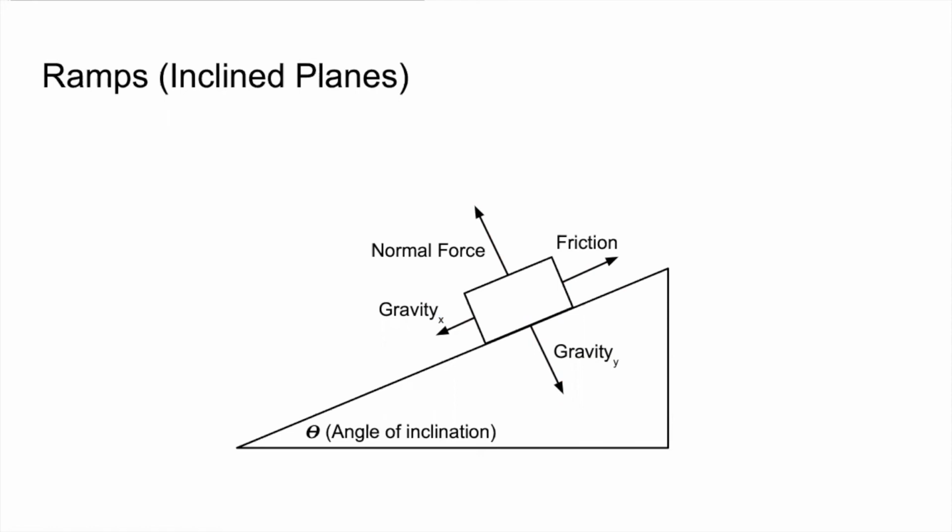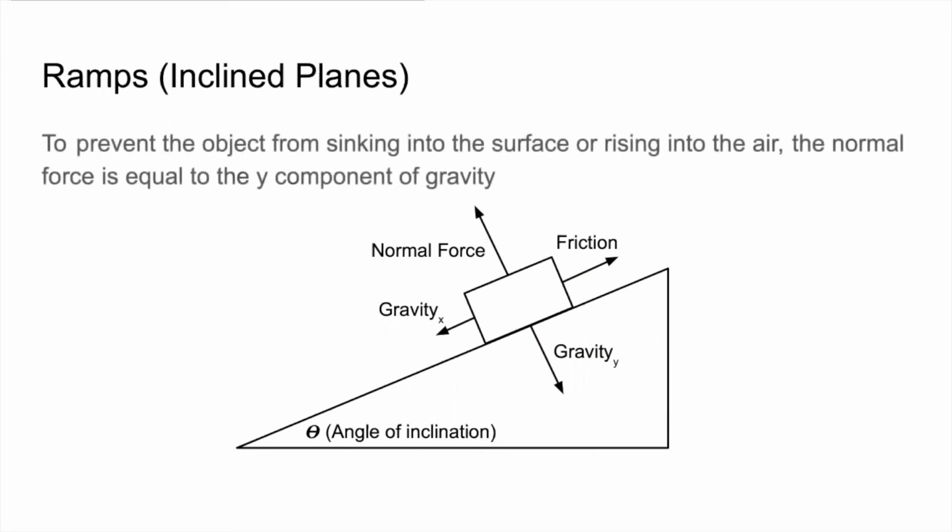So after breaking down gravity into its components, your free body diagram might look something like this. If normal force was greater than the y component of gravity, then the object would rise into the air. If it was less than the y component of gravity, then the object would sink into the surface. So it can't be less than or greater than the y component of gravity. Therefore, normal force has to be equal to the y component of gravity.